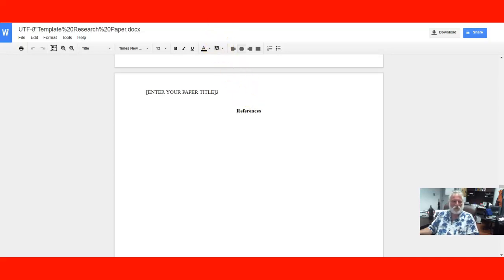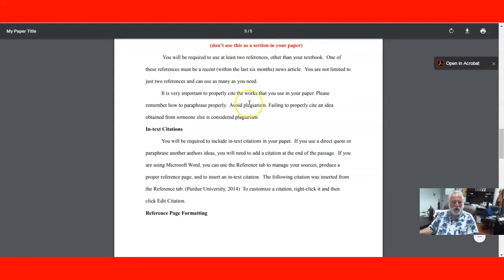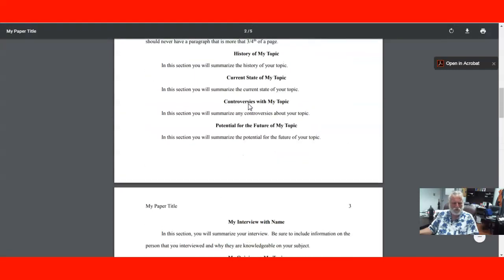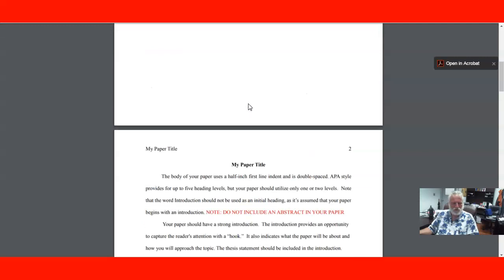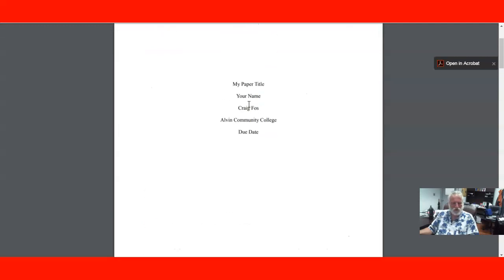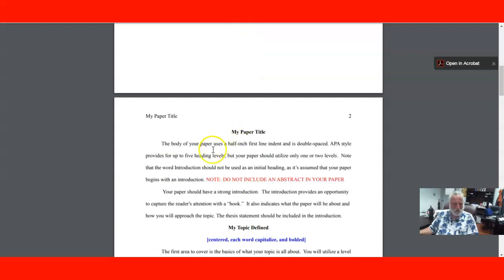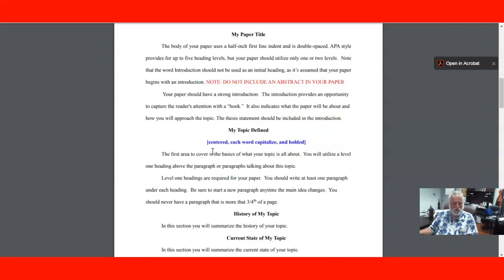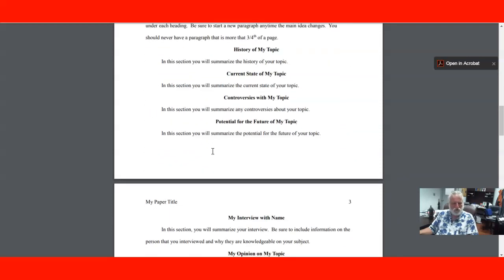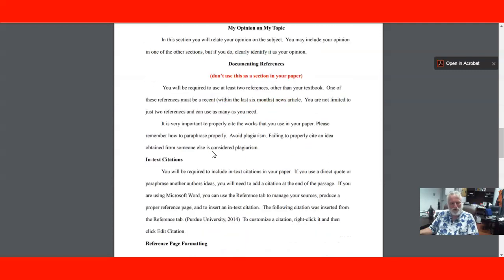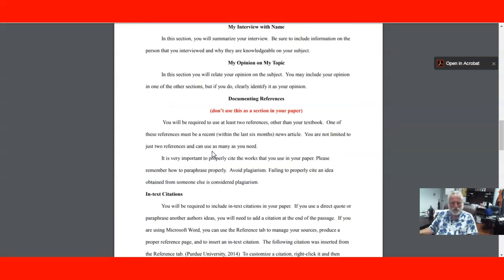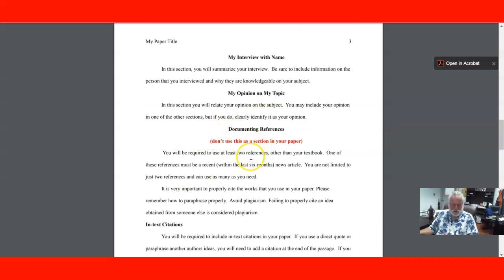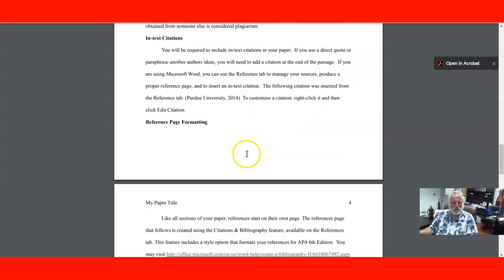Okay, so the next one we've got is going to be that sample page, and it tells you a little bit about what you want for most of the sections. Kind of general stuff here. It shows you the body of your paper and talks about the APA requirements somewhat. It tells you a little bit about the introduction, so read through there so you get an idea what's going on. I also have a section called documenting references. Don't include this in your paper. That's just telling you how to do it.